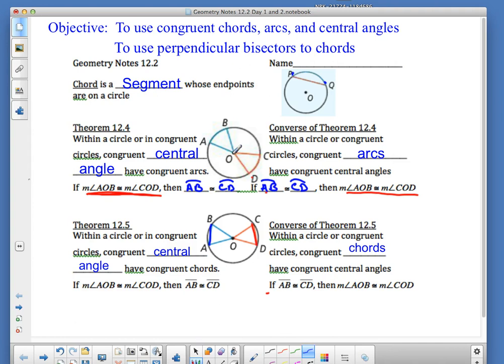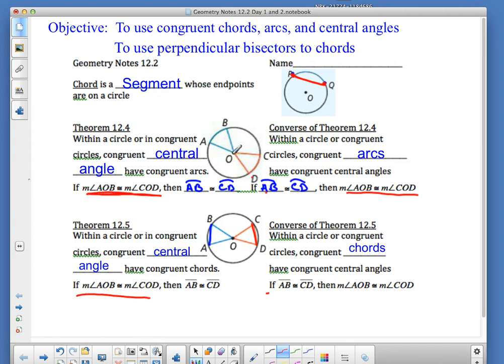Segment BA and segment CD have been added to our picture because those are chords. Chords have endpoints on the circle, and that's what we started out with. A chord is a segment whose endpoints are on the circle. Well, if I have two chords that are defined by angles that create congruent arcs, the chords defined there are also congruent, and that's what they're saying.